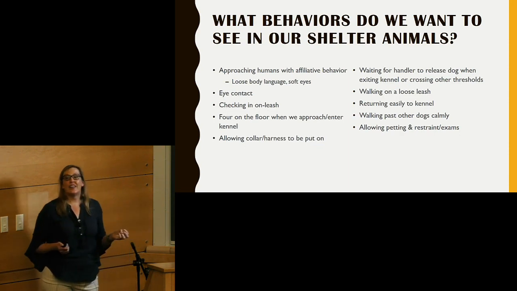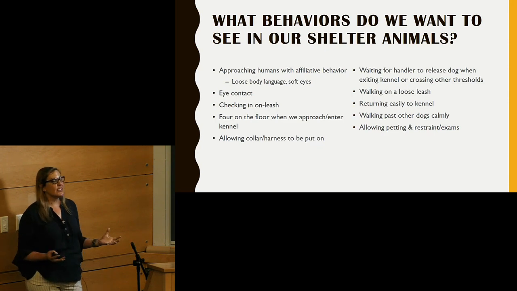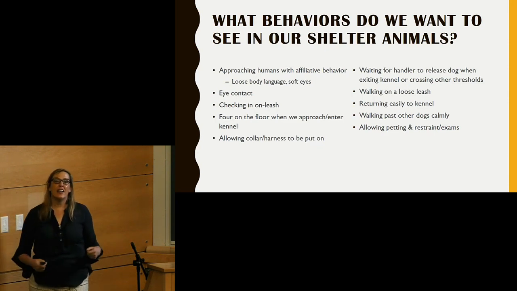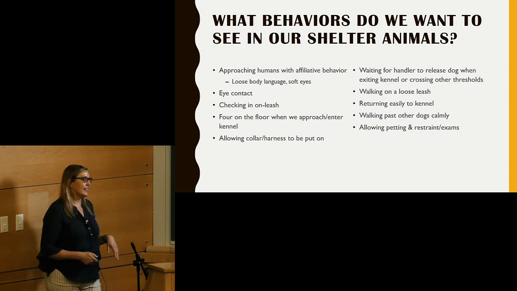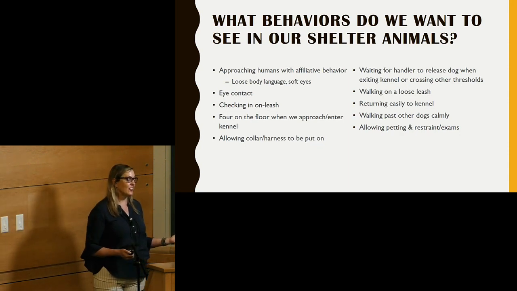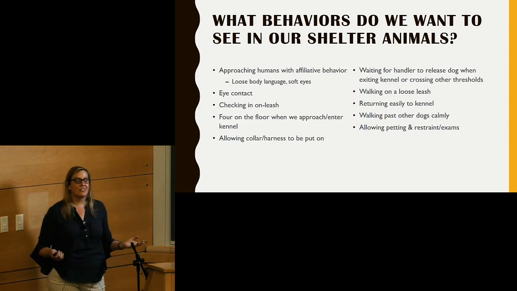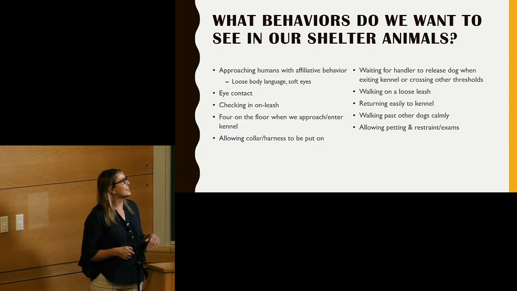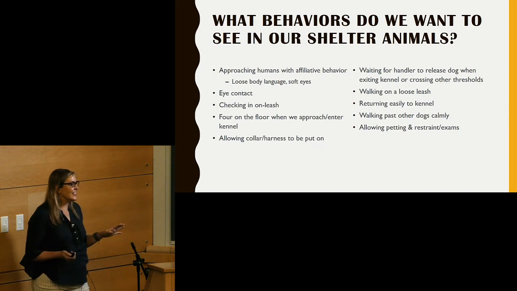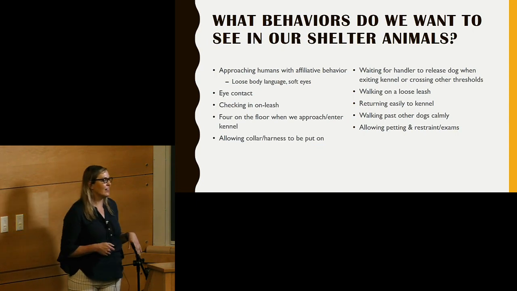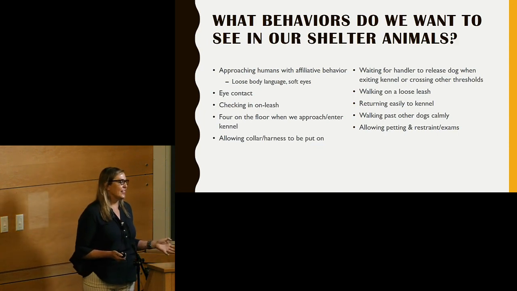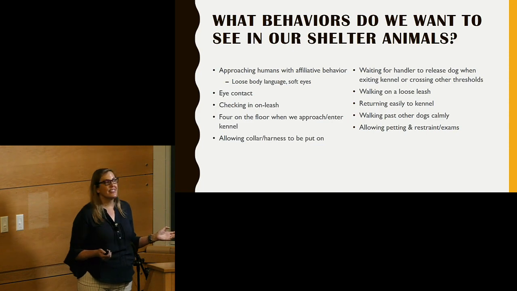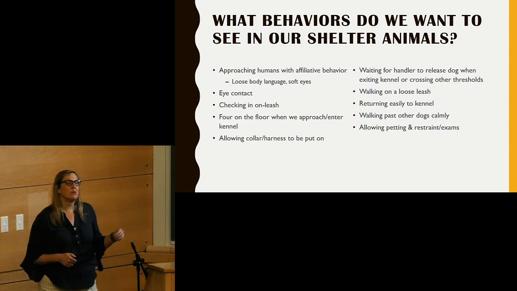Four on the floor when we approach or enter the kennel, right? This is, I think, one of the big challenges of sheltering, especially for new volunteers, getting into the kennel, getting the dog safely out of the kennel. So, thinking about, could we put in programs that could focus on that explicitly? Allowing the collar or harness to be put on, waiting for the handler to release the dog to exit the kennel or cross other thresholds, walking on a loose leash. These are probably all behaviors we'd like in our own dogs as well. Returning easily to the kennel rather than balking, walking past other dogs calmly, allowing petting and restraint and exams, just real simple behaviors.